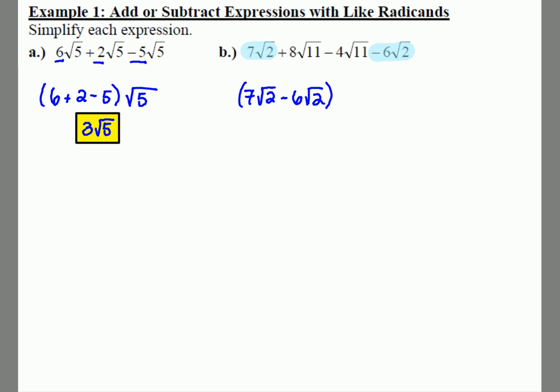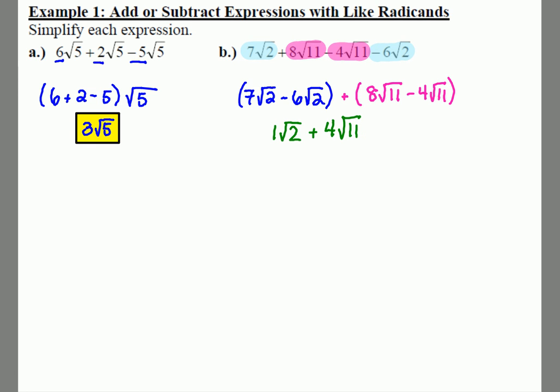And then we can group together our 8 radical 11 and our negative 4 radical 11. So we can combine those. And remember, you're only going to be adding your coefficients for each of these. So for your final solution, when you subtract 7 minus 6, that gives you a 1. You can either write your 1 out front if you want. You don't have to, but some people it helps out. And then we have our 8 minus our 4, which gives us a 4 radical 11.